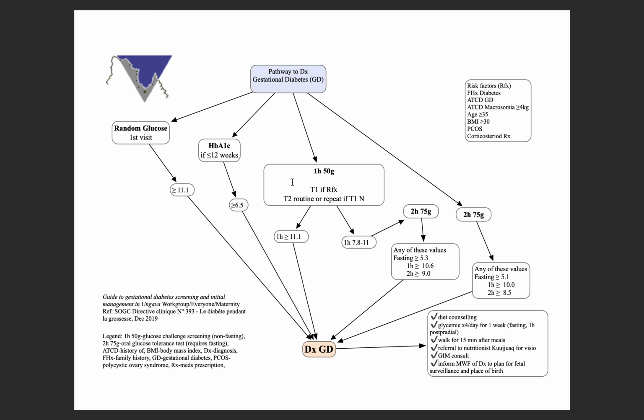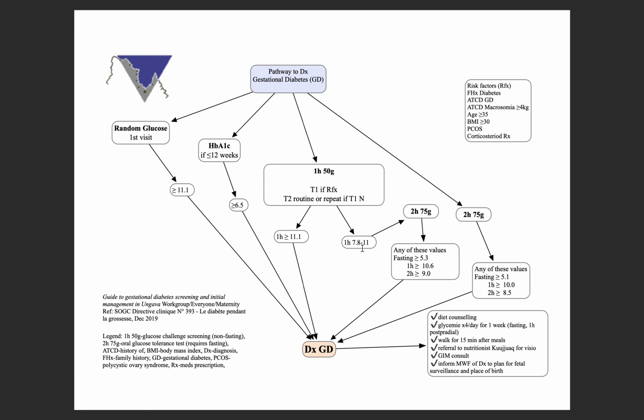So we do that in the first trimester if she's at risk, or we offer it routinely to all women in the second trimester. If we did it in the first trimester because she had risk factors and it was normal, we repeat the test in the second trimester. If at 1 hour she's at 11.1, she goes directly to a diagnosis of gestational diabetes. We don't have to repeat or do any further testing. We start to manage the case.